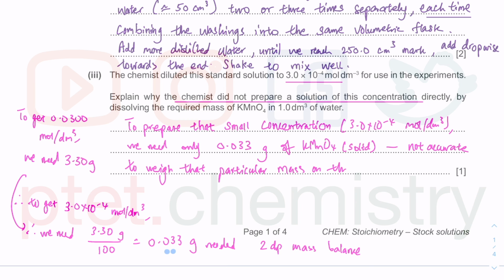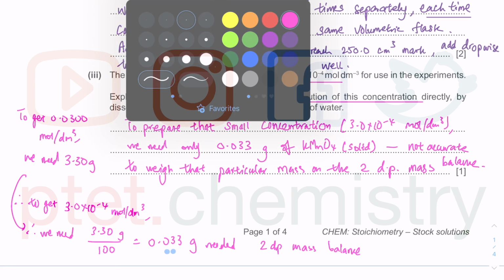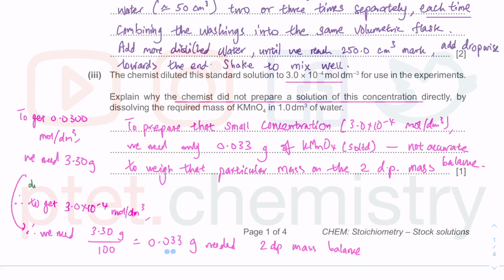On the 2 decimal place mass balance. Based on the instruction given, you only have a 2 decimal place mass balance. So it's better to prepare these from a 3.30 gram sample, which is measured accurately using a 2 decimal place mass balance. And then you can dilute it 100 times. Dilution, just add water. Dilute 100 times. Okay.